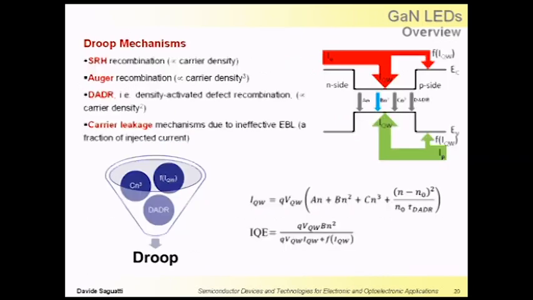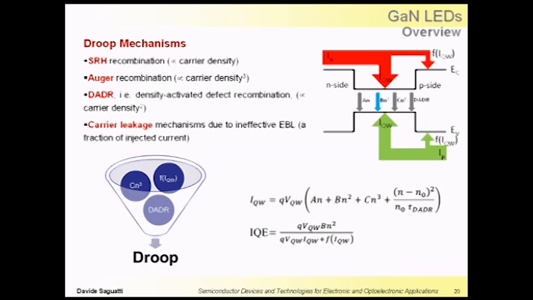They can basically be related to the carrier density in different ways. The SRH recombination is proportional to the carrier density, which is the A coefficient in that relationship. The Auger recombination is proportional to the third power of the carrier density, the C coefficient, while the defect recombination is proportional to the second power and is the B coefficient. And then there is a small fraction of the injected current, which is the last term inside the brackets, which is a carrier leakage mechanism. Basically, electrons avoid being captured into the quantum well and they cannot contribute to generating light.